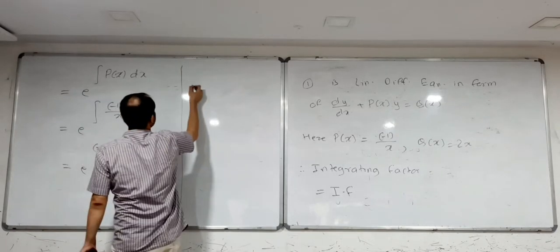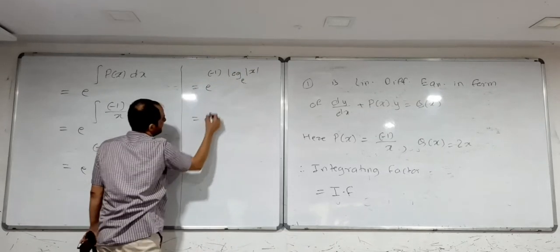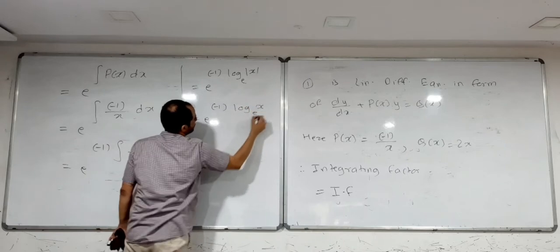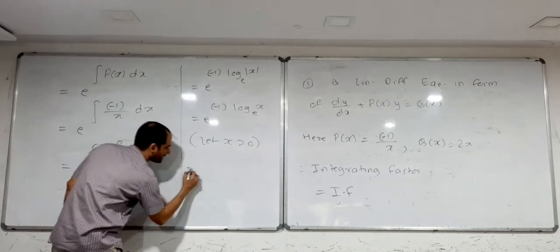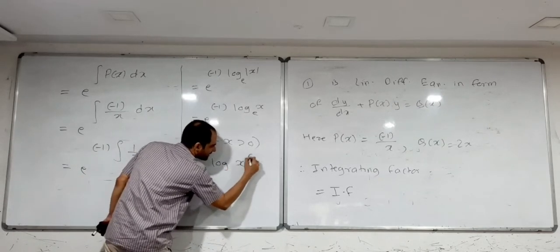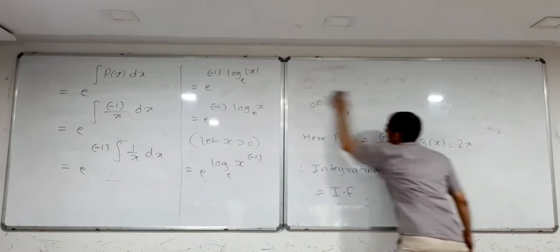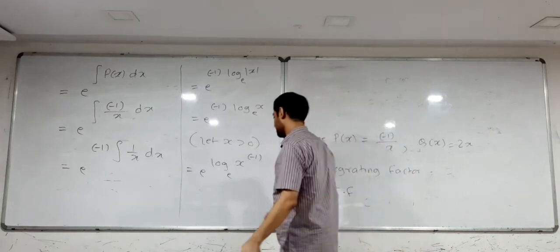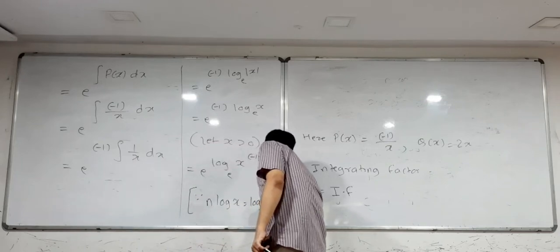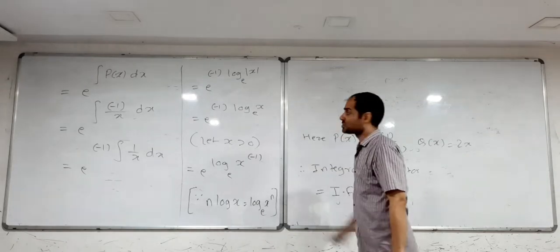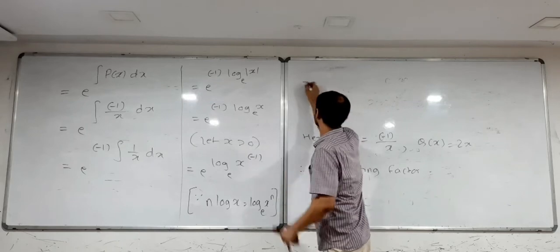Continuing, this is equal to e raised to minus 1 into log mod x to the base e. Let x be greater than 0, so that's why minus 1 goes to the power. So e raised to log of x raised to minus 1 to the base e. Which rule did I apply? n log x is log of x raised to n to the base e. I hope you are clear.